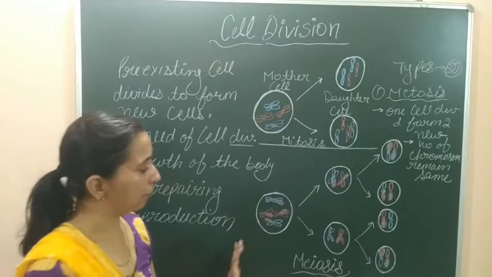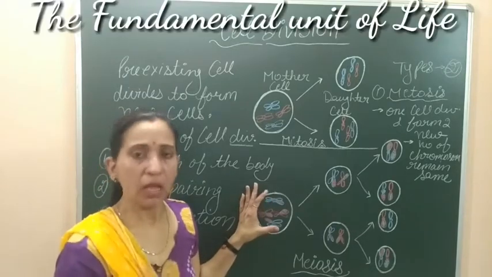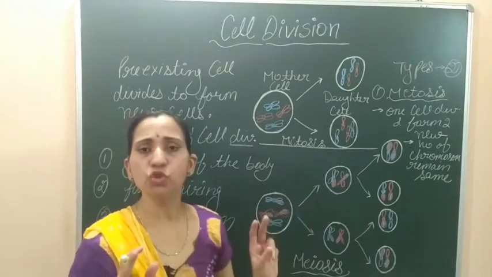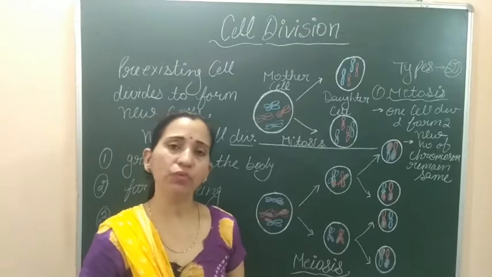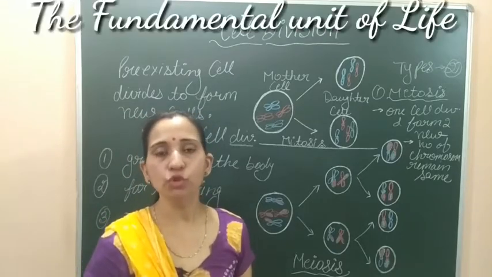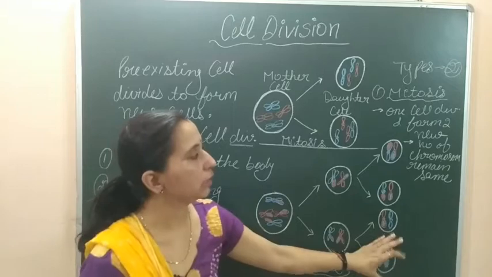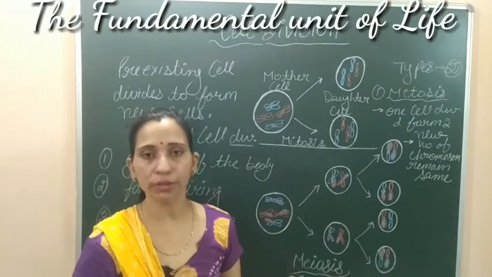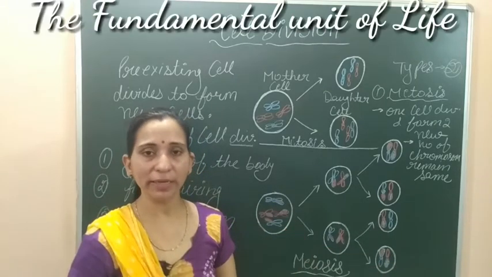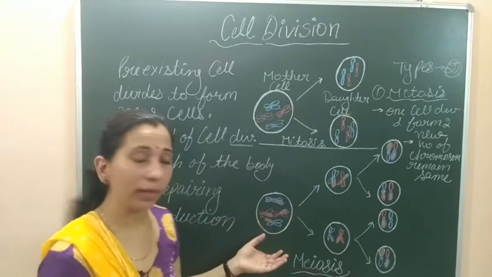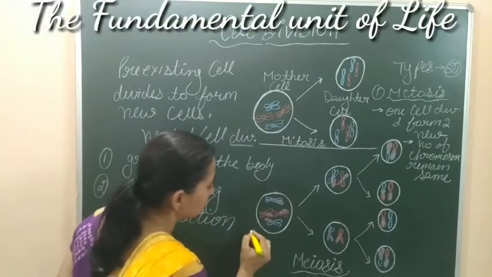In meiosis, what happens? The one mother cell divides and forms two daughter cells. These daughter cells will further divide and form two daughter cells each. Overall, we can say that 4 new daughter cells will be formed. 4 नई daughter cells बनती है from a one mother cell.